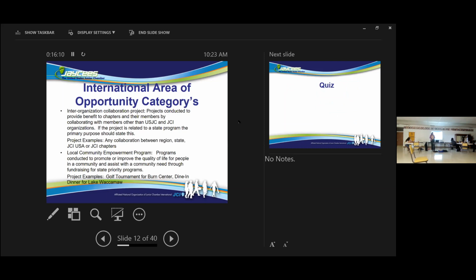So here's a review of events that can come under the international area that we've already gone over. And again, there are different categories that fall under this. Another one that I haven't touched on is inter-organization, which is if a couple of chapters want to come together and do a project, or even two states come together to run a project, then it would fall under that. We are very close with the South Carolina Jaycees, so we've done events together before. We've met in the Charlotte area and had events. So it would fall under that inter-organization category.